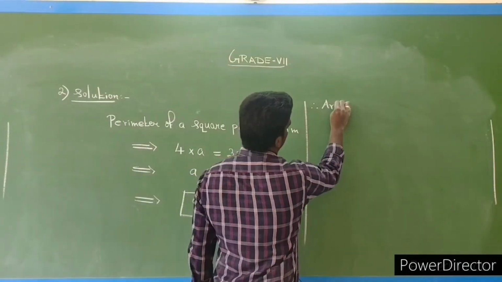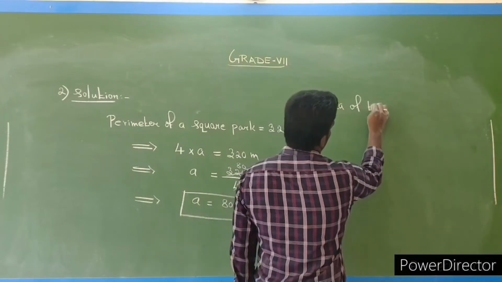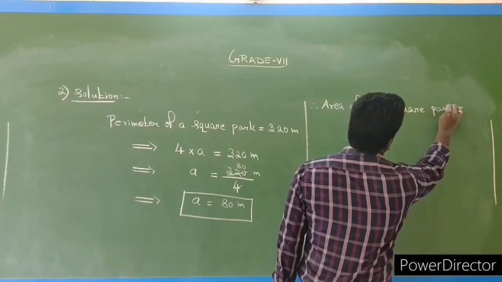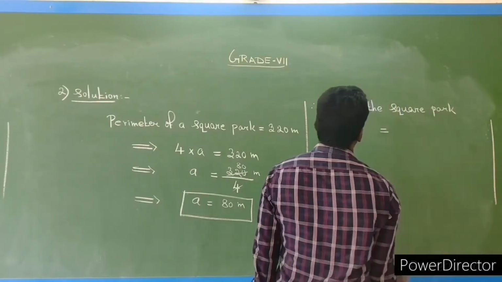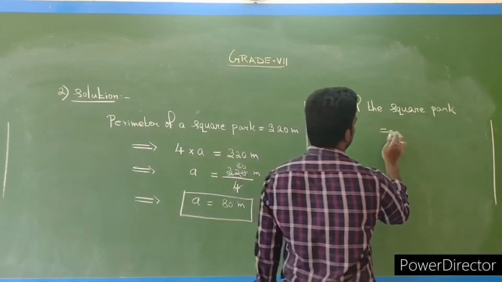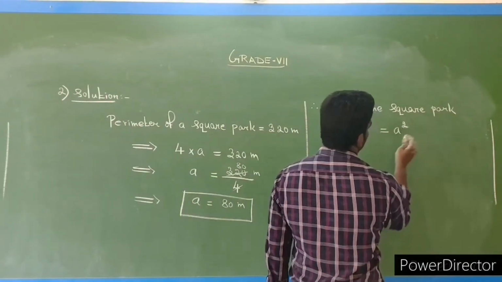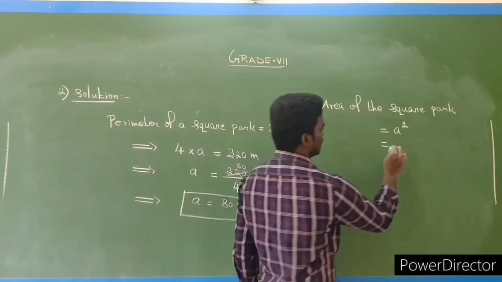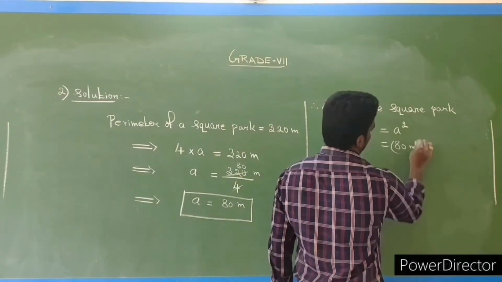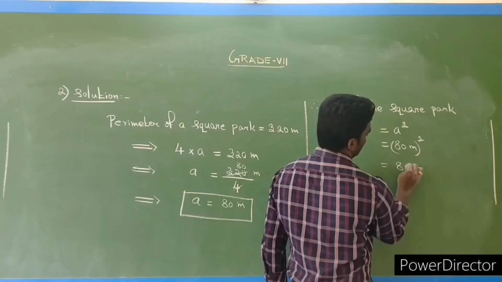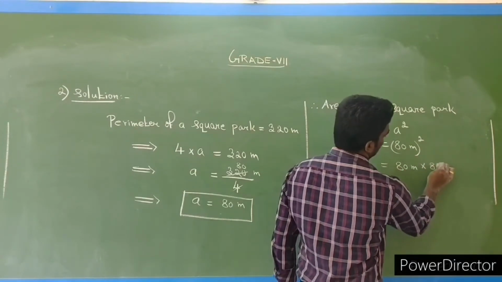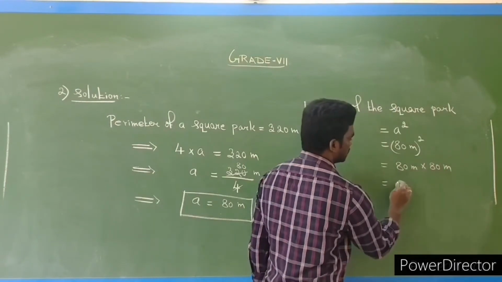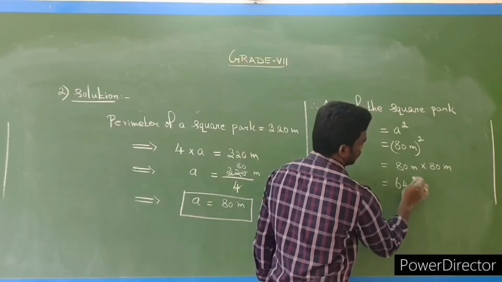Now we have to find the area of a square park. Therefore, area of this square park is equal to, the formula is side into side, that means a square, which is equal to 80 meter square, which is 80 meter into 80 meter. The value of 80 meter into 80 meter is 8 8s are 64. Then we can add the zeros.